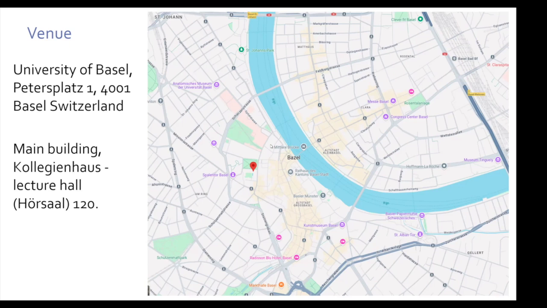If people have questions about how to get to Basel or hotel recommendations, we did get hotel recommendations from University of Basel. So please, if you have questions, please email me or Maike or both of us, and we can help for those who haven't booked yet.